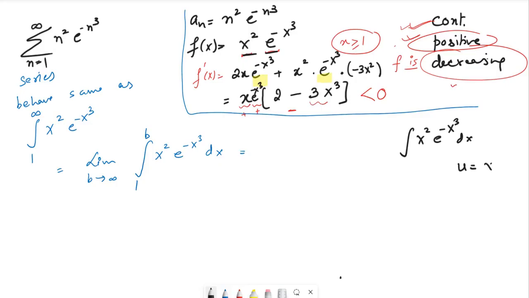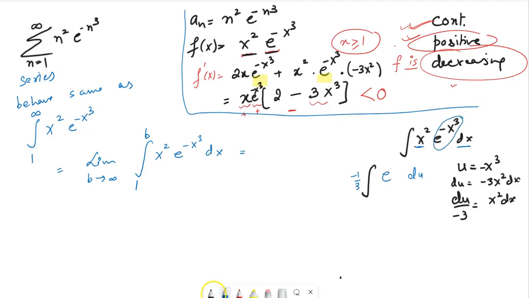Let's put u is equal to negative x cube. Then du would be negative 3x squared dx. You guys notice x squared was already sitting there. That only gave me the clue. So du by negative 3 is equal to x squared dx. That means in my integral, in place of x squared dx, we can write du by negative 3, and e to the power u. Integral of e to the power u is e to the power u.